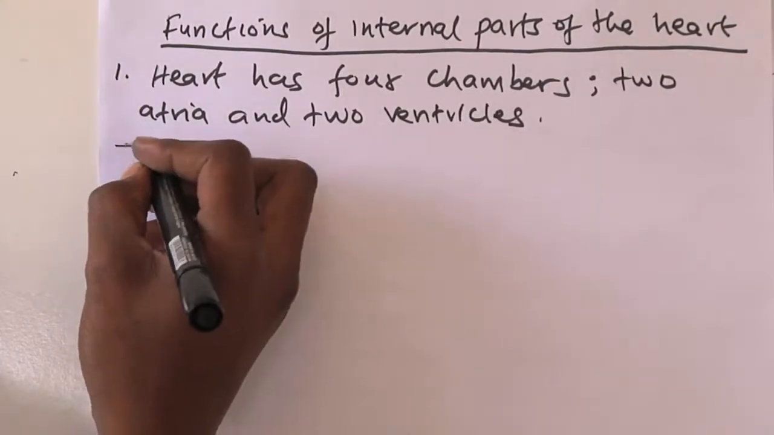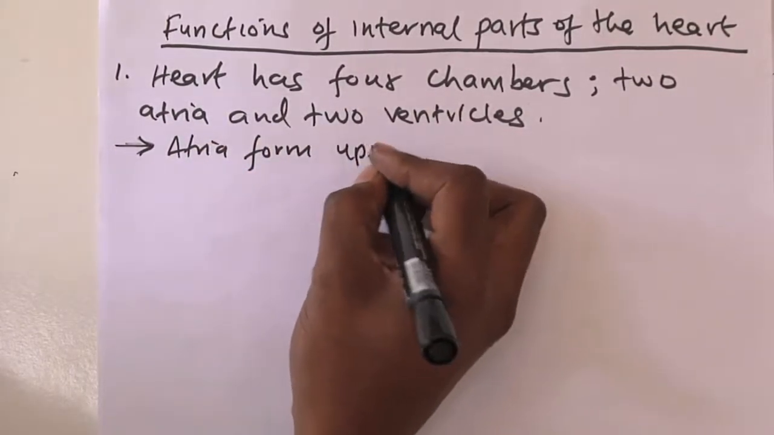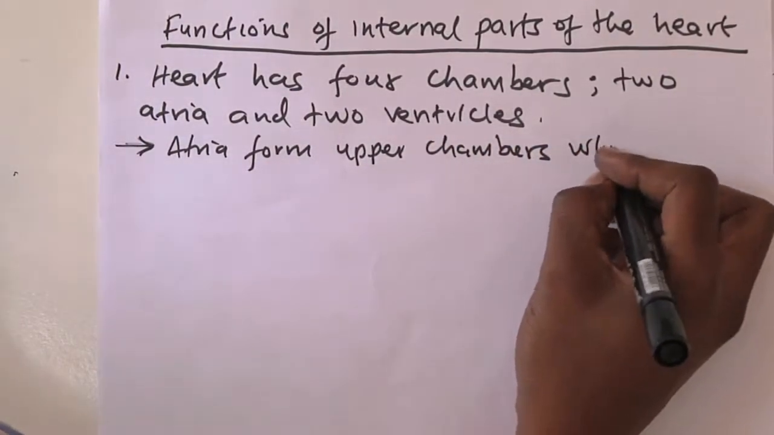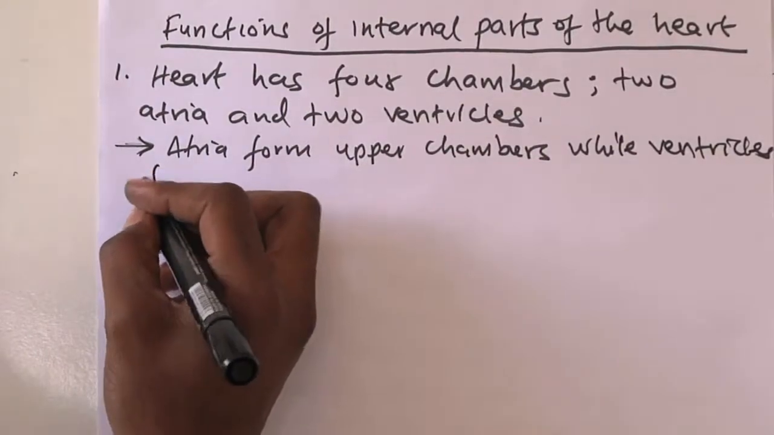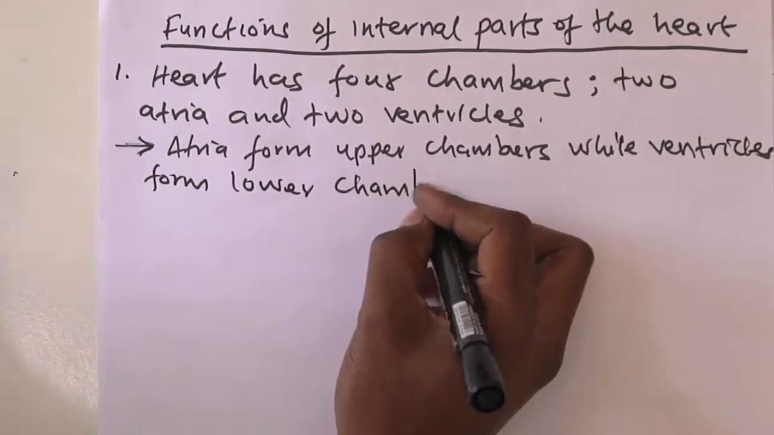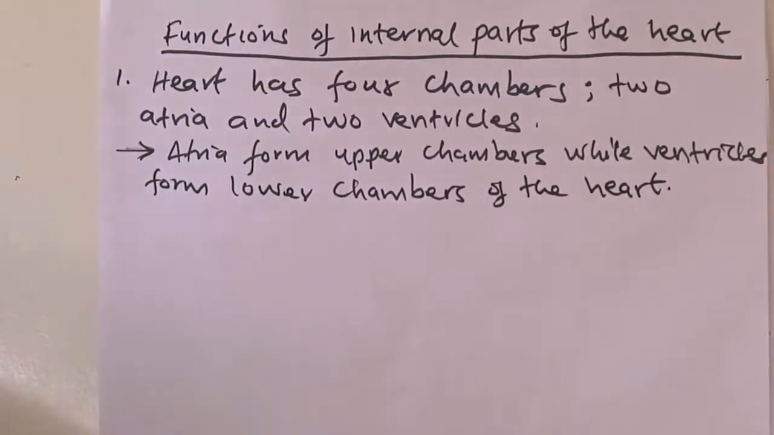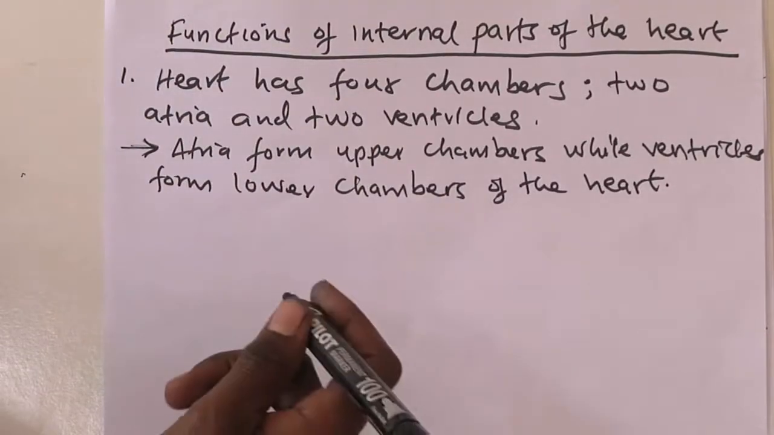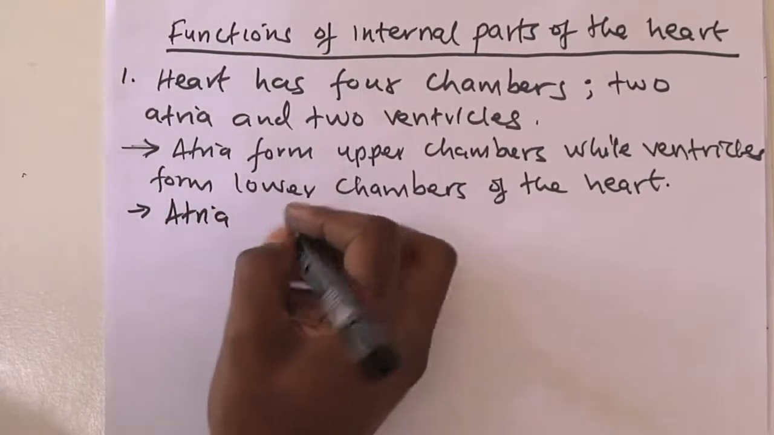So, what do we say under the atria? Atria form the upper chambers of the heart, while ventricles form the lower chambers of the heart. Atria form the upper chambers of the heart, while the ventricles will always be forming the lower chambers of the heart. And these atria are made up of thin walls.